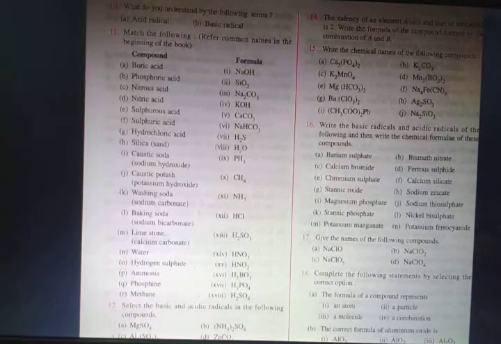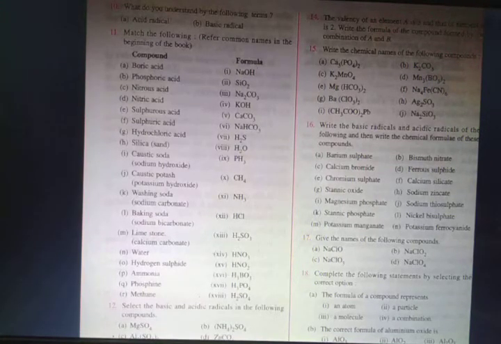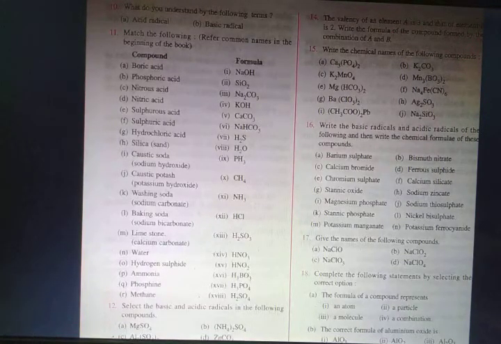The next question, give the names of the following compounds. NaClO, sodium hypochlorite. NaClO2, sodium chlorite. NaClO3, sodium chlorate, and NaClO4, sodium perchlorate.